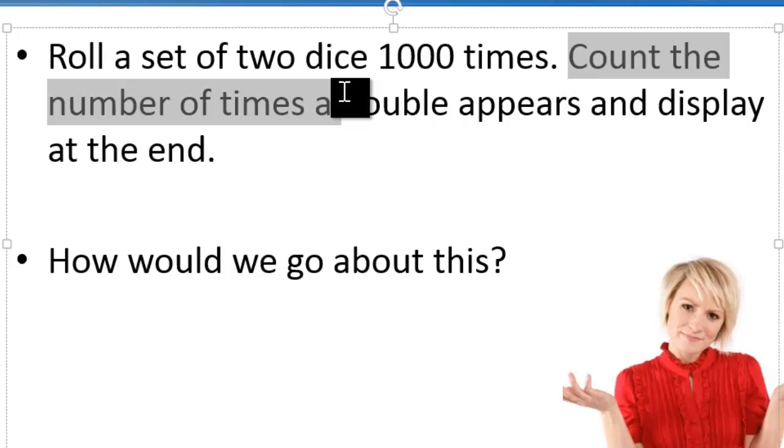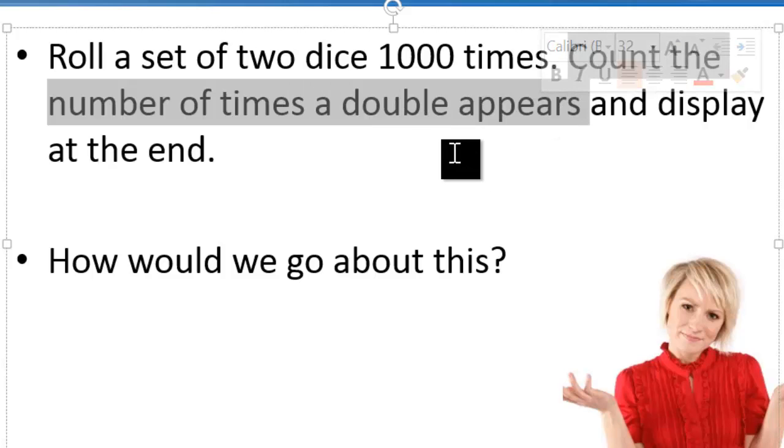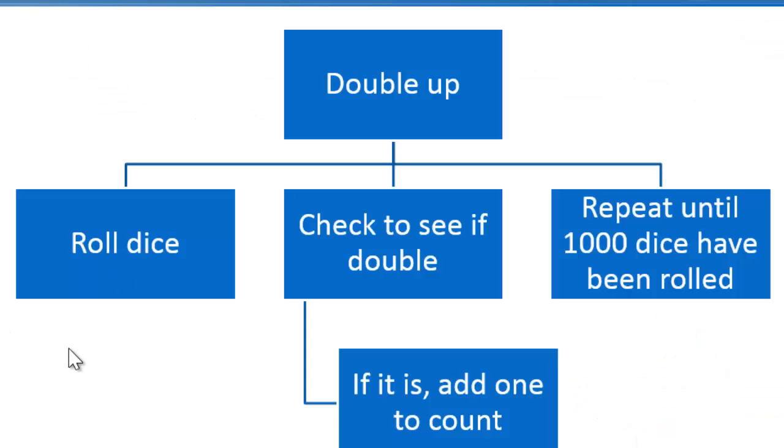Then it says, count the number of times a double appears. Now, in order to decide if it's a double, we need to check to see if the 2 numbers are the same as each other. So the dice 1 is the same as dice 2. Well, that sounds very similar to a selection and a decision. If we actually think about how to decompose it, we need to roll the dice, check to see if it's double. If it is, I need to add 1 to the count. Then repeat until 1,000 dice have been rolled.